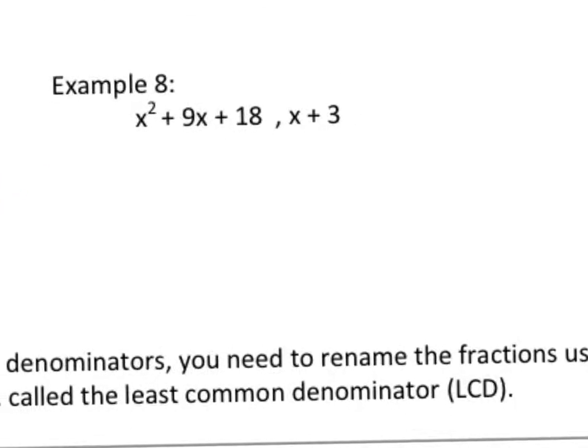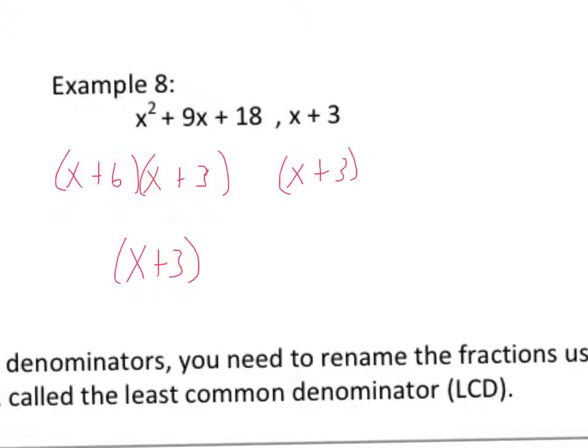And the next one, here we have a trinomial. So we factor that trinomial. So product of 18 with a sum of 9 is plus 6 and plus 3. And then here we just have an x plus 3. So what is your least common multiple? Well, they both have an x plus 3 already. That's a good start. And one has an x plus 6. So that would have to be brought into to be considered a part of that least common multiple. So this is your least common multiple.